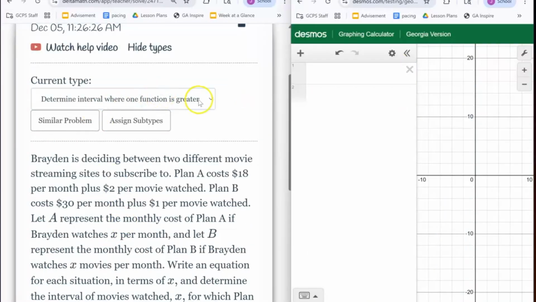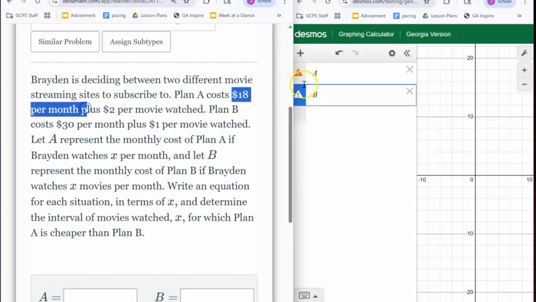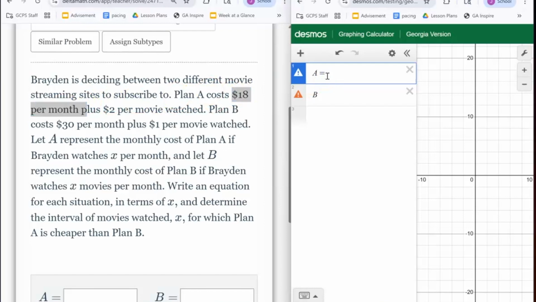Determine the interval where one function is greater. Braden is deciding between 2 different movie streaming sites to subscribe to. Plan A, and I'm guessing Plan B. Cost $18 a month. So again, per month, that means that's my slope. So y equals 8x. Oh, it's 18.